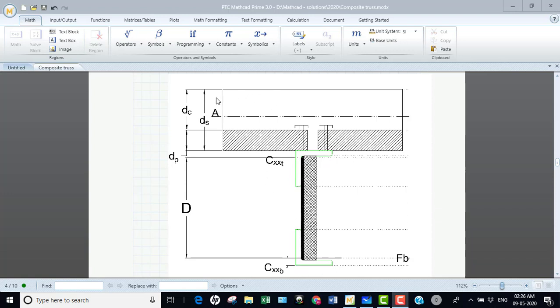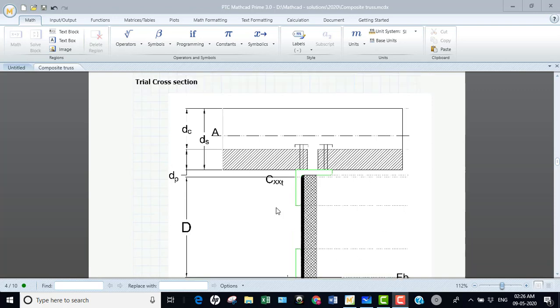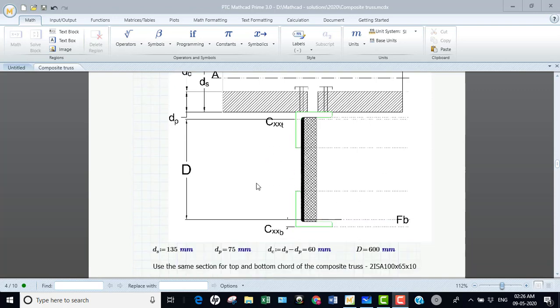Already I have the value of the depth of the slab, profile decking sheet. During the pre-composite stage, we have also designed what will be the depth of the composite truss, steel truss. That is, the CG of the top chord to bottom chord is also known, and also you know the CG distance of the top chord member as well as the bottom chord member. Considering these dimensions, this is said to be a trial dimension.